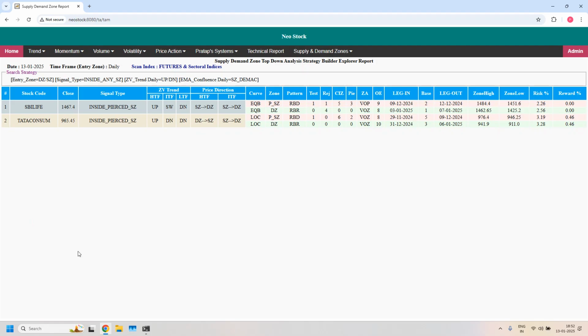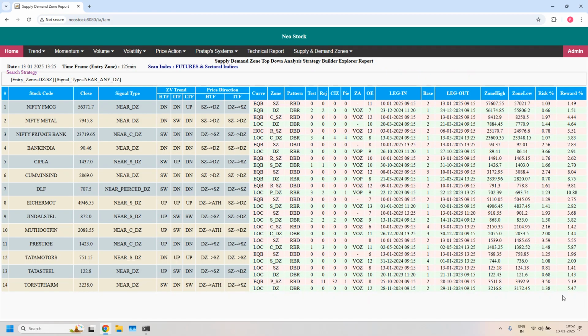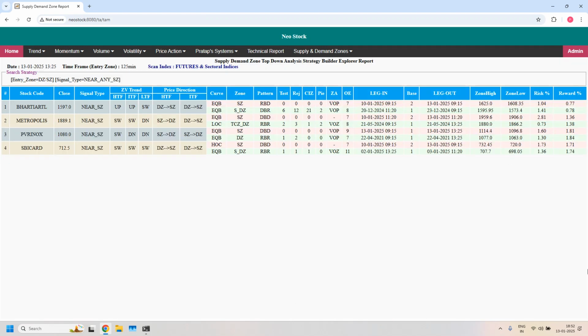Okay, this is about daily time frame. Next time frame is 125 minutes. Stocks near 125 minutes demand zone. We got 14 stocks. Next, 125 minutes time frame, stocks near 125 minutes supply zone. We got 4 stocks.